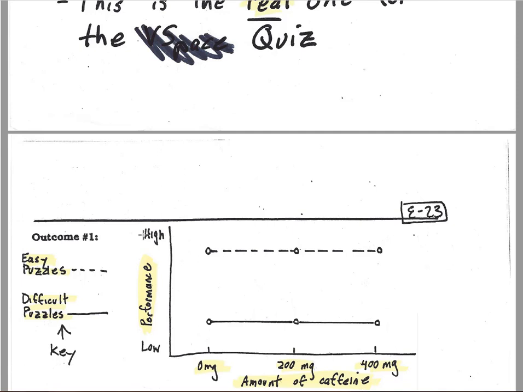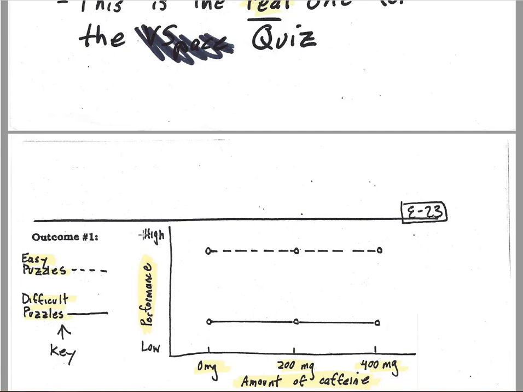Question number 1. Is there a significant interaction between factor A and factor B? Is there a significant interaction between amount of caffeine consumed and difficulty of puzzles? Yes, no, how do you know? What is it about the figure that tells you whether you've got an interaction or not?